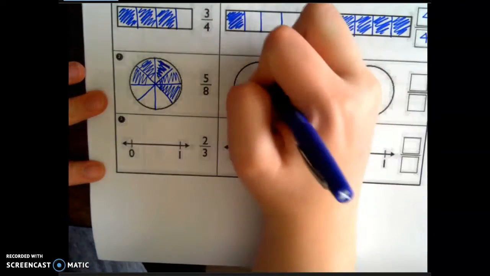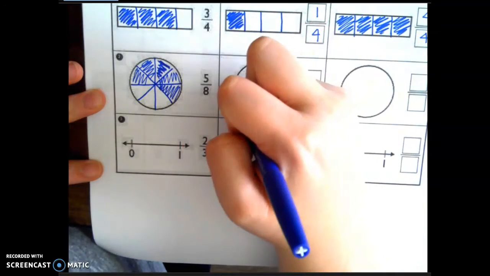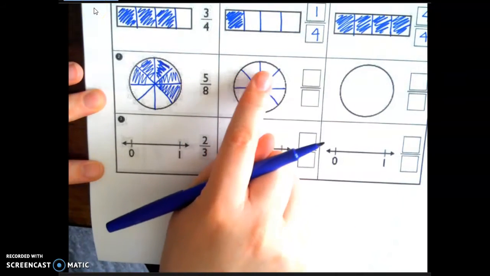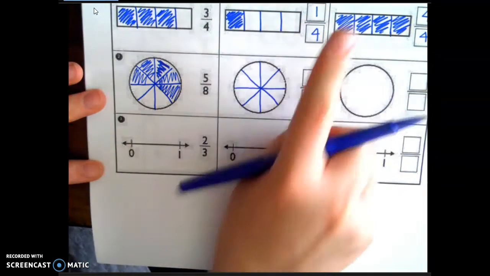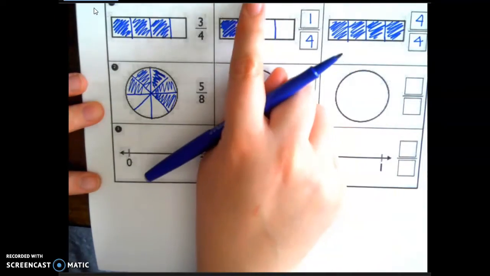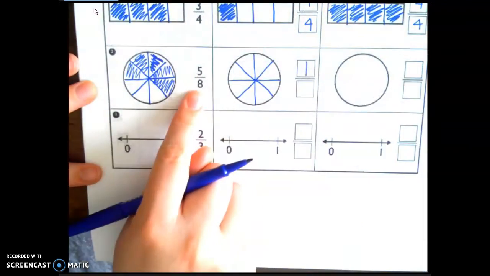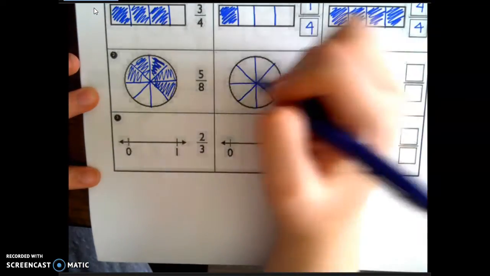Then I'm going to do my unit fraction. And again, I have to break up my circle into my fraction pieces. Okay? 1, 2, 3, 4, 5, 6, 7, 8. And I only want to shade the unit fraction. A unit fraction has a numerator of 1, and I know my denominator is still going to be 8. So I only want to shade 1 of the 8.